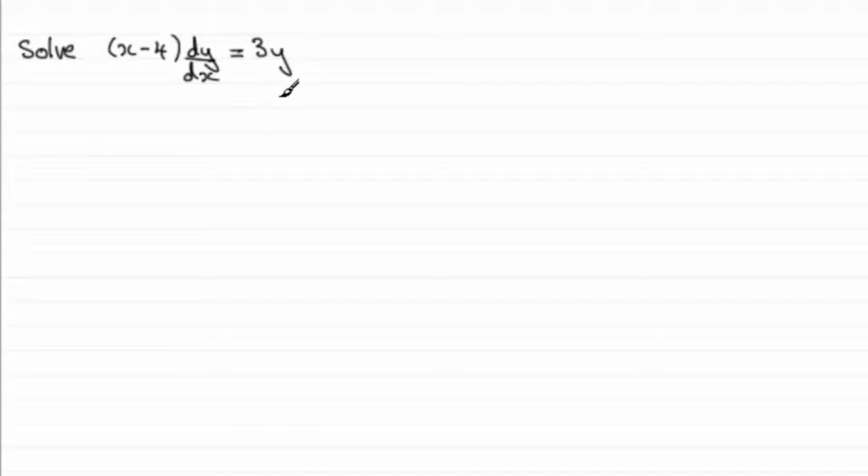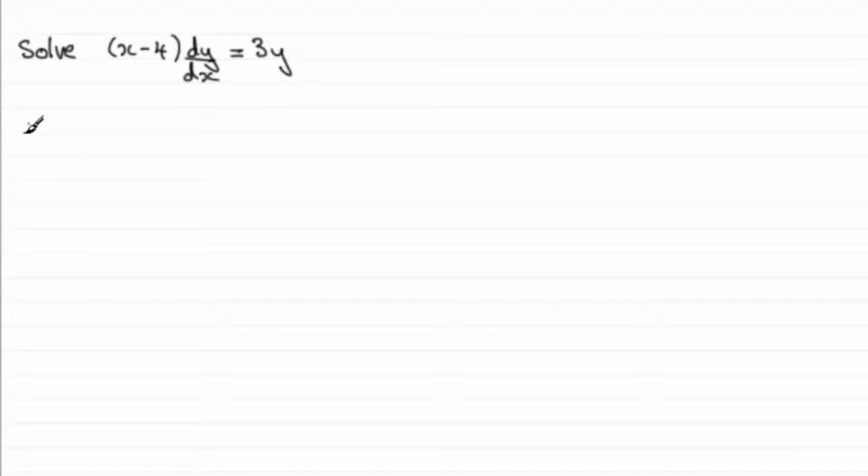Okay, welcome back if you did have a go. So how would we go about solving something like this? Well, it's a differential equation where we separate the variables. That is, put the x's on one side and the y's on the other side of the equals. And to do this, I would want to divide both sides by y and by x minus 4.